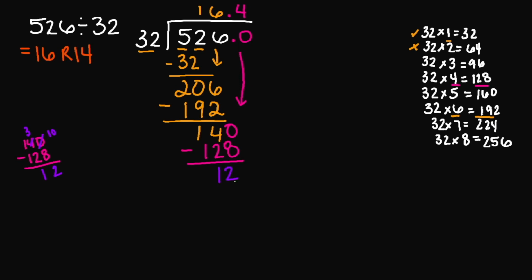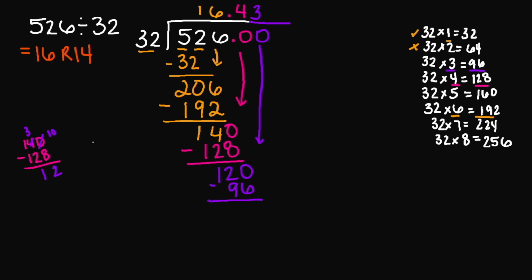32 goes into 12 how many times? I can't do that. It's too small. It doesn't go. So I'm going to add my 0, bring down another 0. 32 goes into 120 3 times. The closest number I can use is 3, and that's going to be 96. So I'm going to put a 3 up here. 32 times 3 is 96.